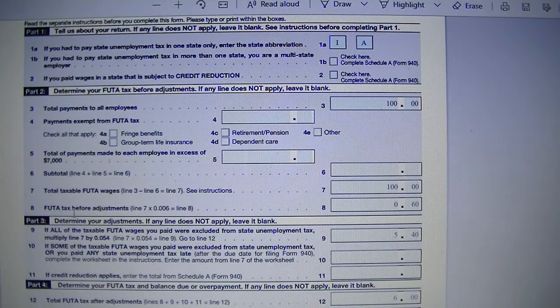Line 8, FUTA tax before adjustment. So you'll take line 7 times 0.006. In our case, it is 60 cents. So we put 0 for the dollar area, and we put 60 cents in the cents section. So that's 0.60.